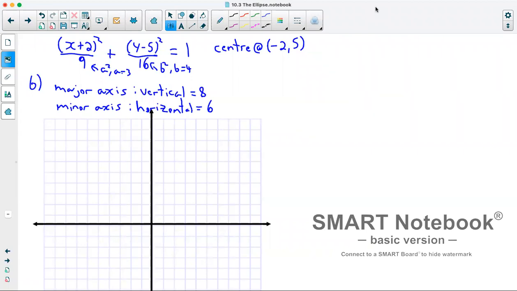Okay, so to sketch this out, I'm going to start by drawing where our center is. So our center is at -2 for x, 5 for y. And then we will look at our a and b values. So our b value for this was 4. So that's how far we go vertically above and below our center. So I'll mark 4 units above, 4 units below. And then our a value will tell us how many units left and right of our center. So we've got 3 units, so 3 units left, 3 units right.